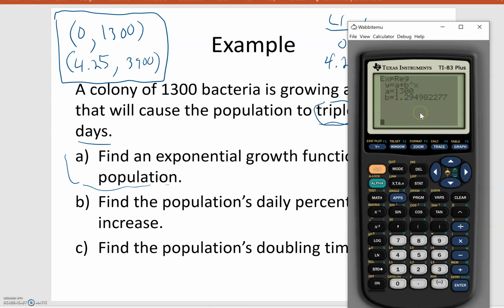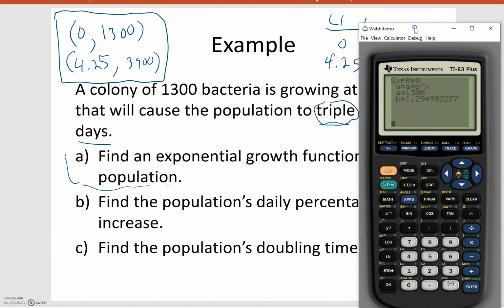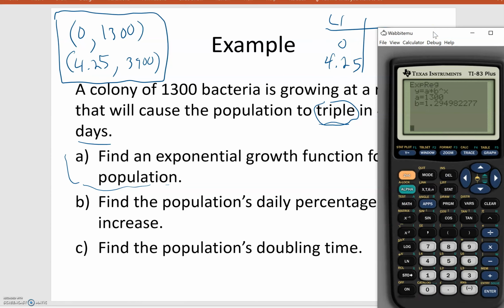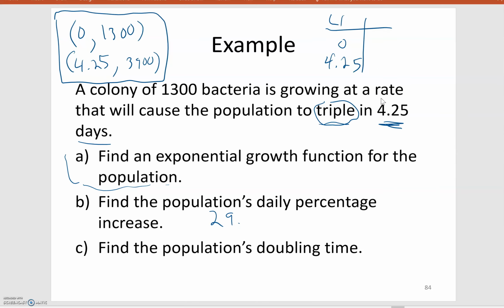1300 times 1.29498, etc. to the x. So now we can get our daily percentage increase, which is question B. That's just the growth rate. After you've done this a few times, you can just look at this and write it down, but it's this B value minus 1 and then times 100, which is, you can just ignore the 1 and then move your decimal place 2 units over to the right. So that would be 29.50 if we rounded it.